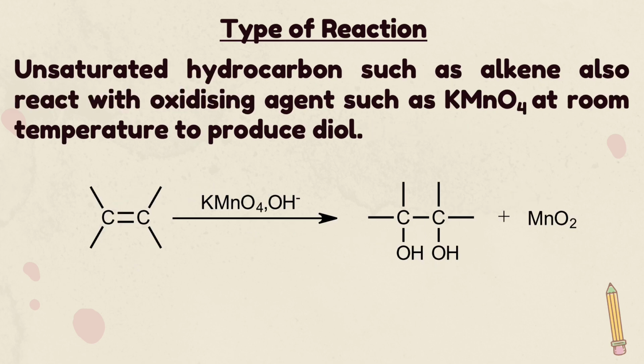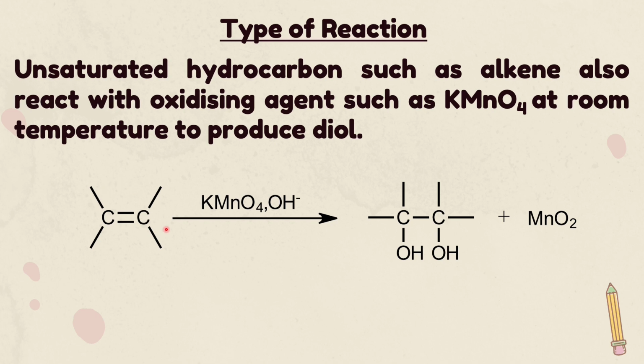Okay, so unsaturated hydrocarbon juga, for example macam alkene, dia boleh react with oxidizing agent such as KMnO4, potassium permanganate, at room temperature to form diol. Diol tu bermaksud 2 hydroxyl group. Dekat mana kita tambah hydroxyl group tu, we're going to add at the carbon double bond carbon. Because remember that the reaction itu will only happen at the functional group.